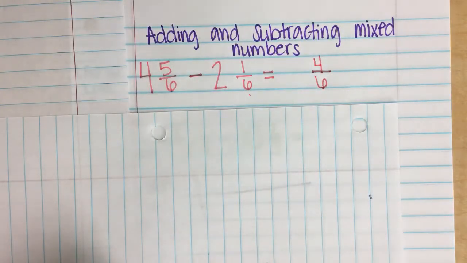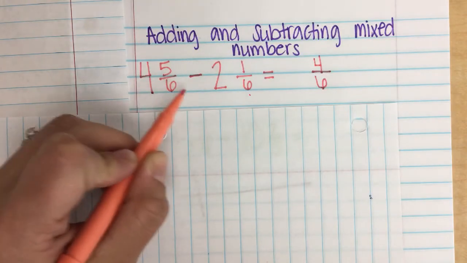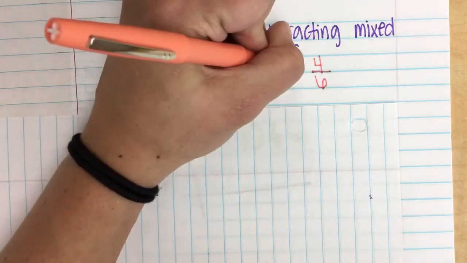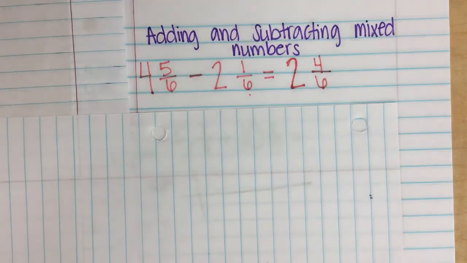Okay, now I need to add or subtract the whole numbers. This one I'm subtracting. I have 4 minus 2. So 4 minus 2 is 2. So my answer in 4 and 5/6 minus 2 and 1/6 is 2 and 4/6. But I'm not done. I have to simplify my answer.